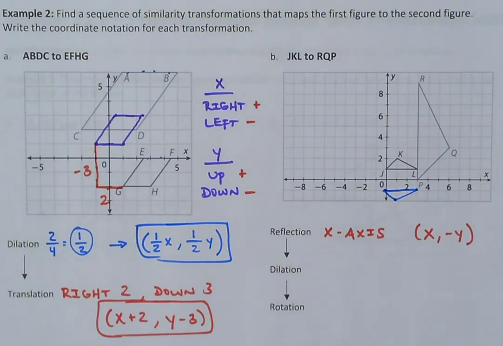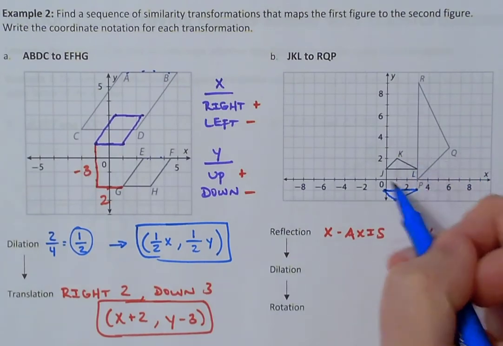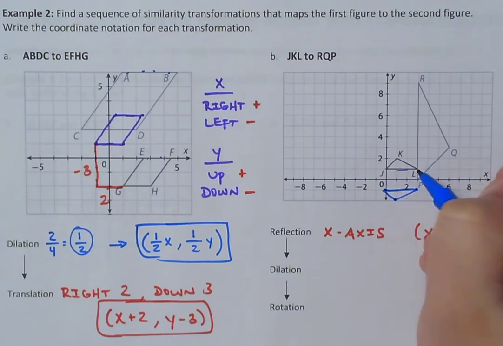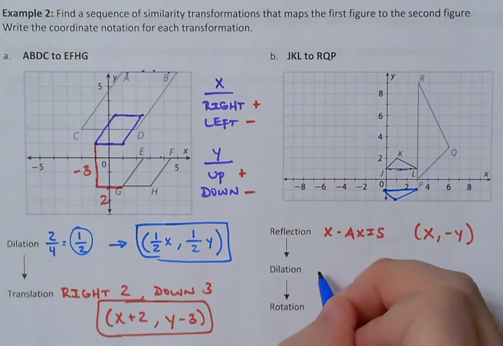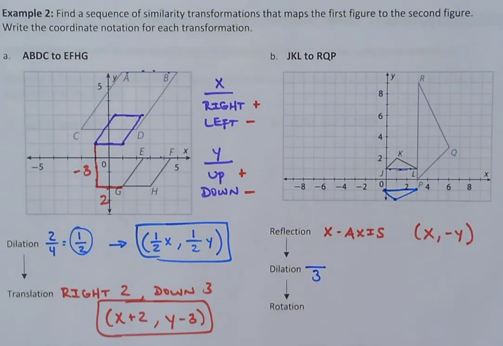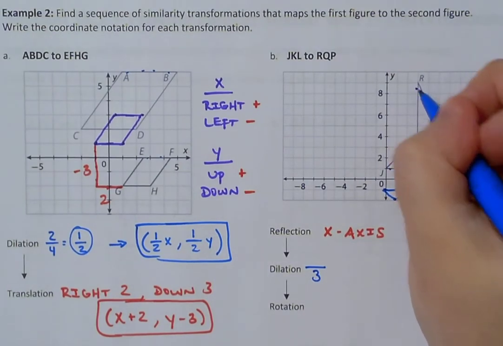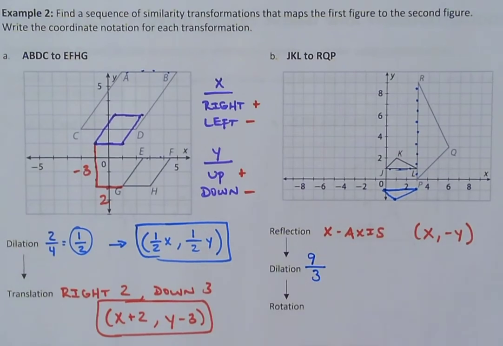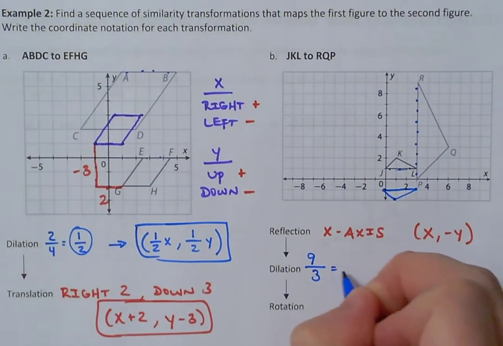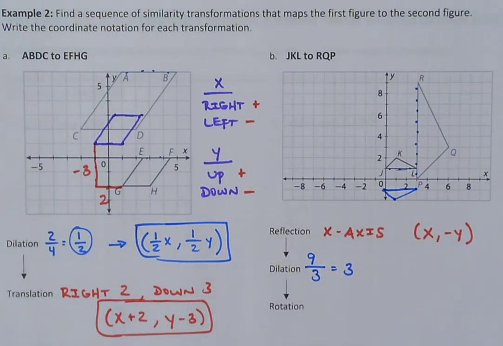The next thing they want us to do is to go through and dilate it. So we have to take this smaller triangle and make it the same size as this larger one. The best way is to use RP and JL because those side lengths are on the grid lines. JL is the length of 1, 2, 3. So that is the original, so it's going to be on the bottom part of our fraction. And then RP is going to be 1, 2, 3, 4, 5, 6, 7, 8, 9. So it's going to be 9 over 3 for this dilation. If we simplify that, 9 over 3 simplifies to 3. That means we have a dilation of 3.